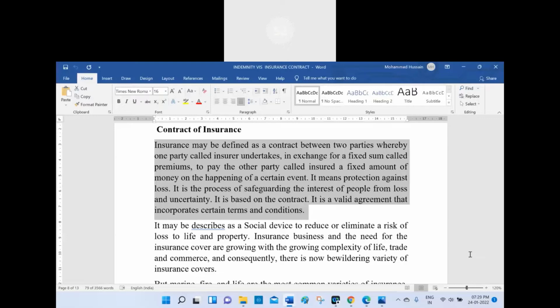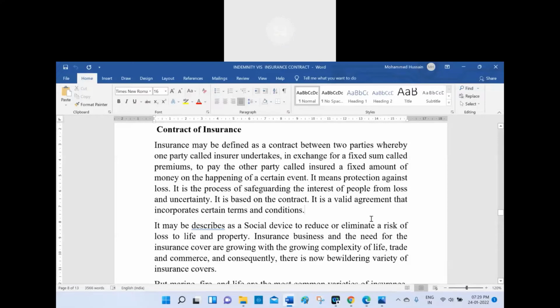It is based on a valid contract. You have to keep your smartphone very near. Otherwise, the voice is very much low. Your voice is very much low. You have to increase the voice. Anyway, okay, stop.